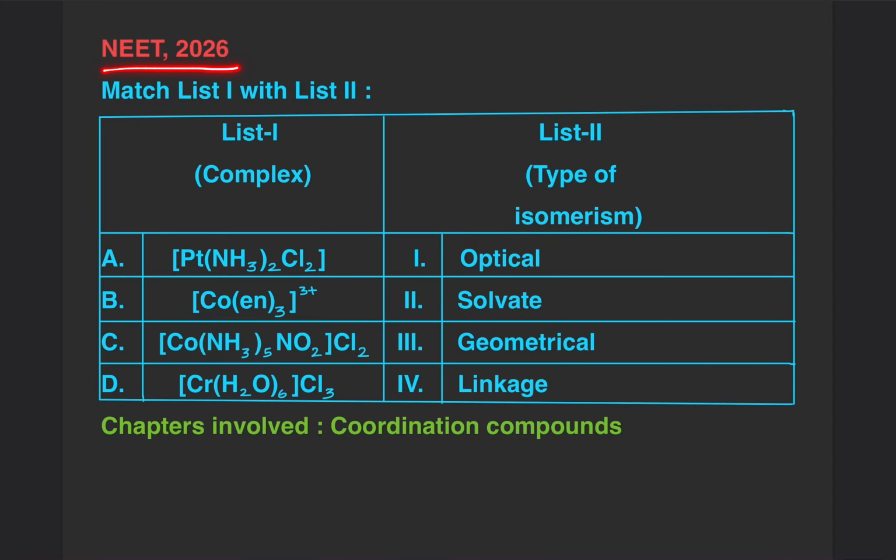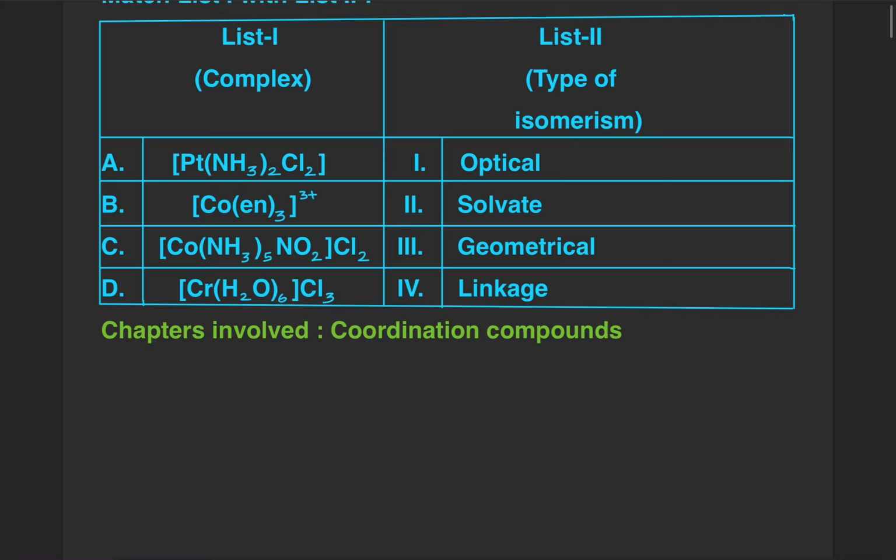Hello everyone. So this is a question from NEET 2026. Match list 1 with list 2. In list 1 we have certain complexes, and in list 2 we have the type of isomerism that they show. So the chapter involved is coordination compounds.